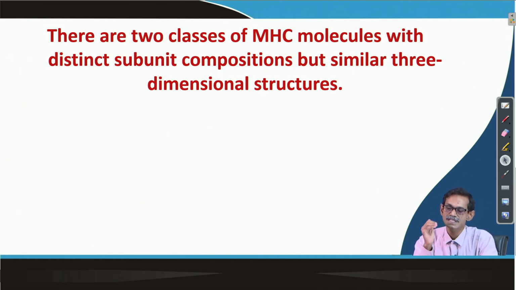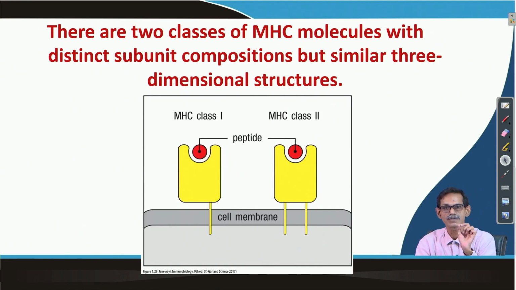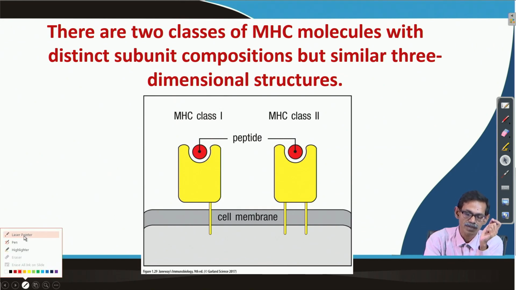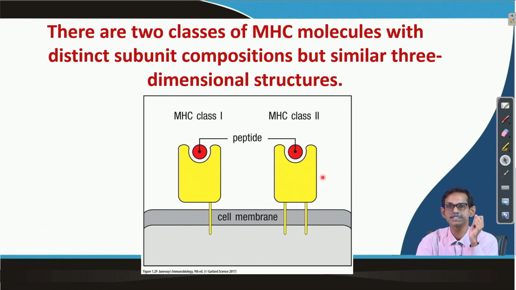They have very distinct subunit compositions, but their three-dimensional structures, if you look at them suddenly, are very similar looking. This was the simplest cartoon that we have already discussed. This is MHC1, and the other one is MHC2. If you see the yellow box or solid part of yellow, it is the same. The only difference we can see here is that there is one transmembrane domain, and here there are two transmembrane domains. These things we already discussed in the basic part of our lecture.